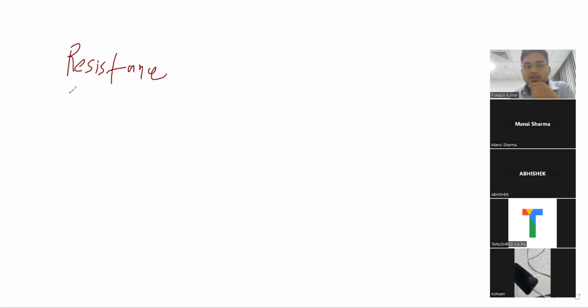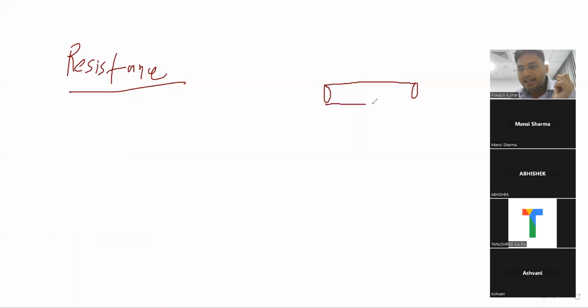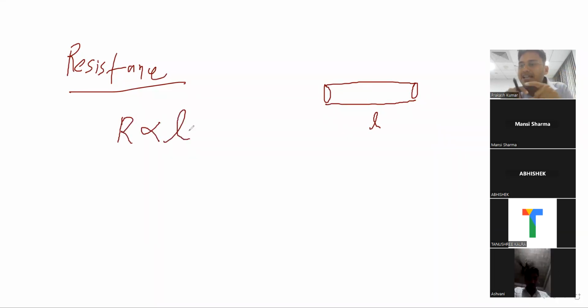So now, resistance depends on, suppose there is a conductor, a wire. You know what a wire is, right? So the wire has some length, okay? As the length increases, the resistance will increase. So I will say that resistance is directly proportional to length. As the length increases, the resistance increases. So it is directly proportional.